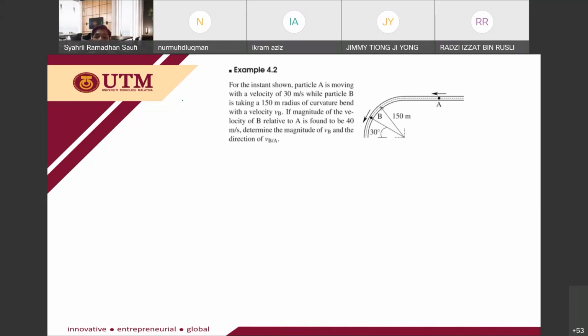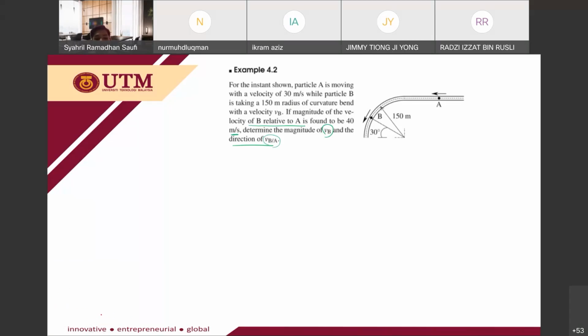So the question just provides the velocity of B relative to A, which is 40 meters per second. Now you need to determine what VB would be and also the direction, the angle. You know the magnitude of VB through A, but you don't know what the direction or the angle of VB through A would be.